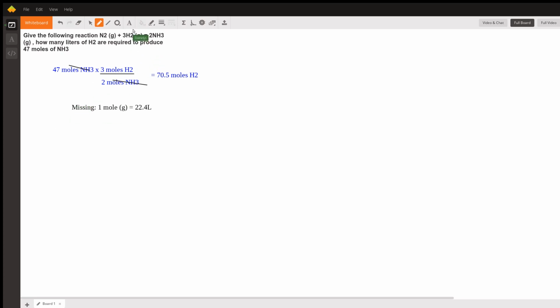So down here, we can set up the second proportion and write that 70.5 moles of H2, multiply that by 22.4 liters divided by 1 mole. So this is going to cancel out, and we'll just be left with liters.